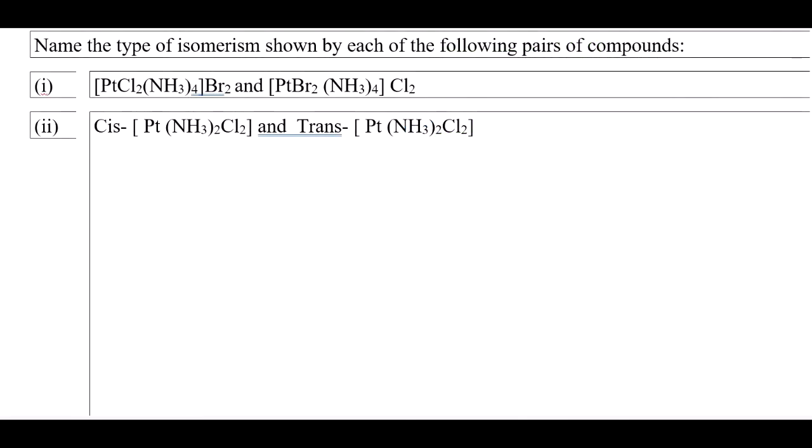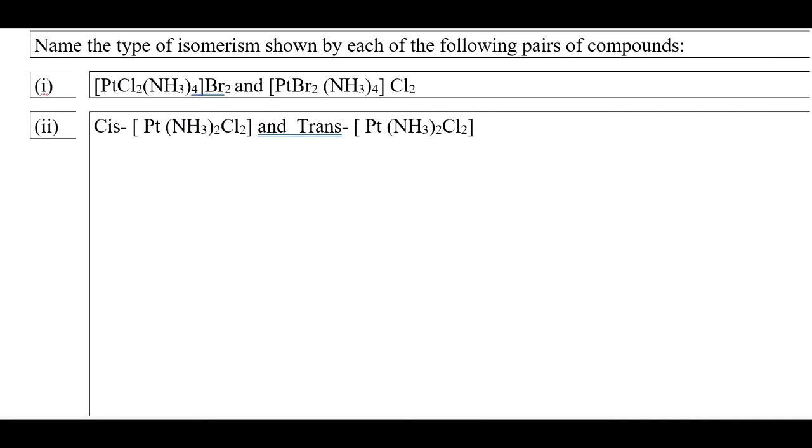Our next question is, name the type of isomerism shown by each of the following pairs of compounds. So we have to select the isomerism here. First of all, if we want to identify the isomerism, you have to go to my coordination chemistry video also. In my coordination chemistry video, you can find the isomerism things: structural, geometrical, then optical, and under the structural, ionization, hydrogen, etc.